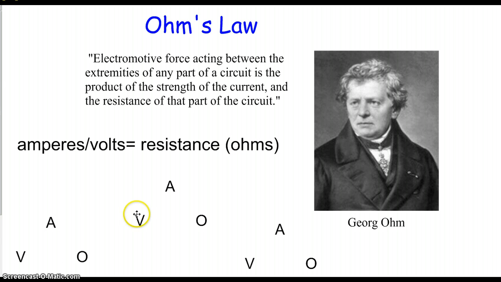Okay? Or we can put it in this nice triangle. So what this triangle means, how it works, is like this. Amps divided by volts equals ohms. Or we could say amps divided by ohms equals volts. Or we could say volts times ohms will equal amps. Okay, that's how this triangle works.